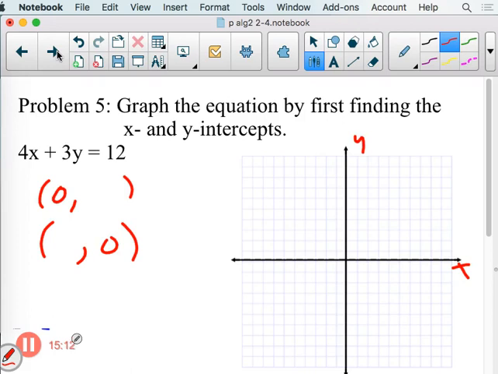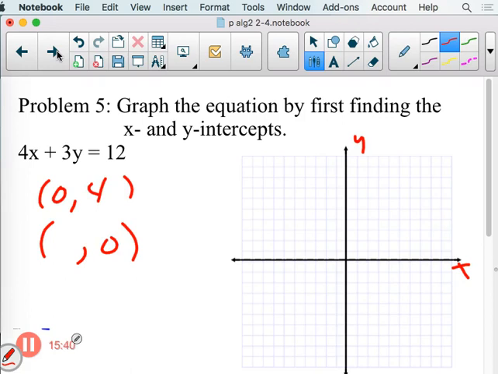Now why do I like that? Because you don't need a calculator to do this. It's a little something I call the thumb method. I take my thumb and I put it over my 0. And I realize, well, my 0 is in the x position. What's anything times 0? So I can just cover up the 4 and the x with my thumb, because that's 0. And I'll see 3 times something is 12. What's that something? 4. I have a point on my graph.